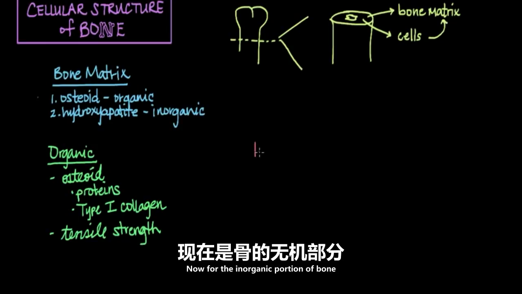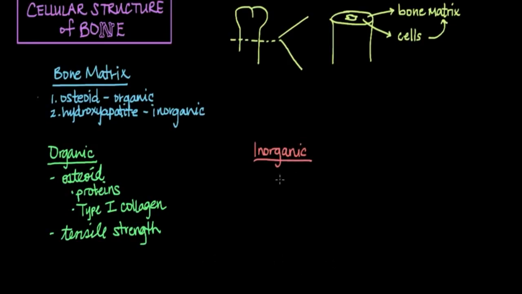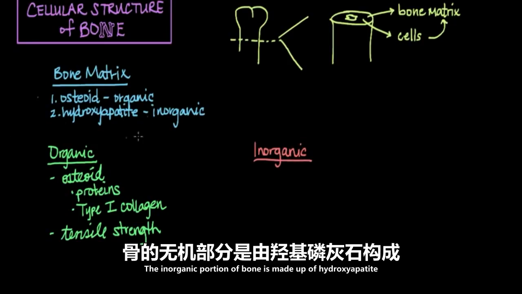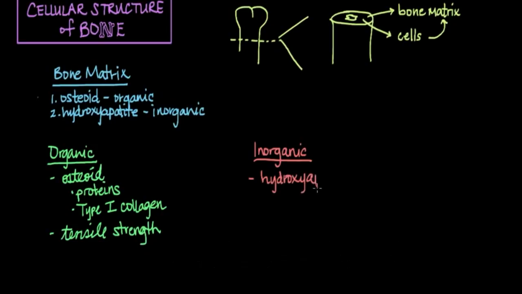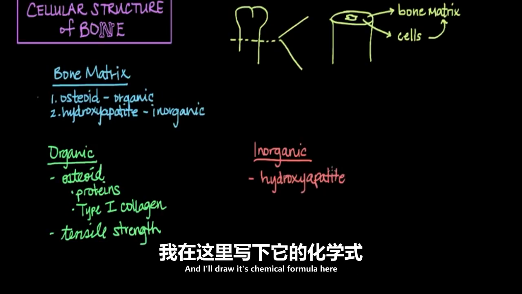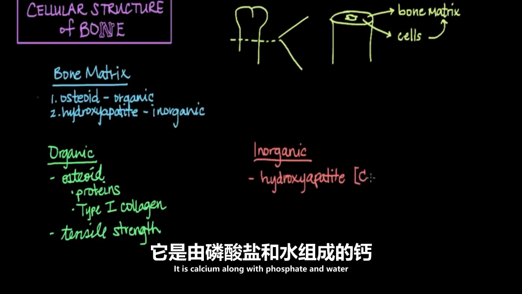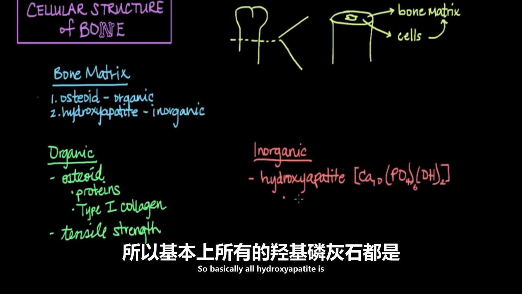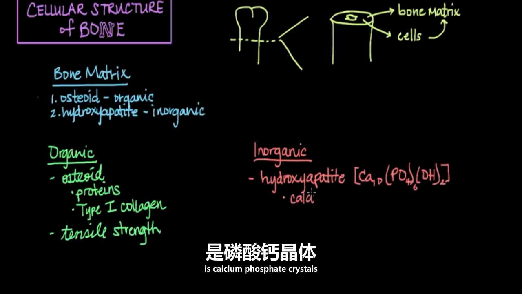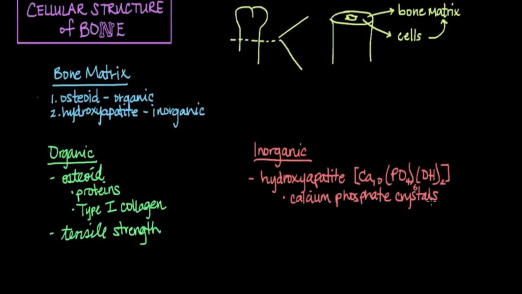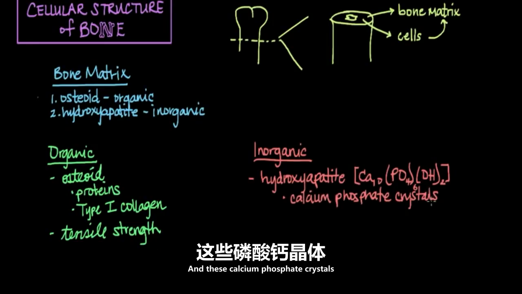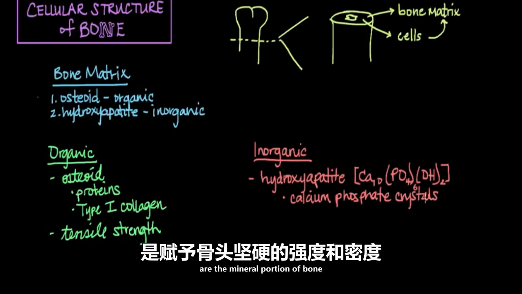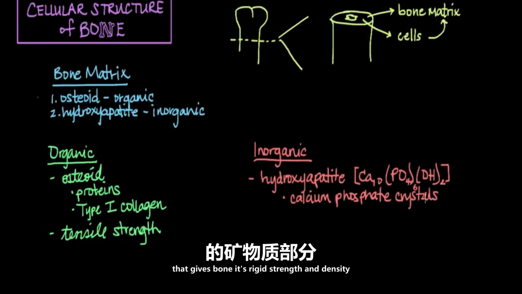Now for the inorganic portion of bone. The inorganic portion of bone is made up of hydroxyapatite. And I'll draw its chemical formula here. It is calcium along with phosphate and water. So basically all hydroxyapatite is calcium phosphate crystals. And these calcium phosphate crystals are the mineral portion of bone that gives bone its rigid strength and density.